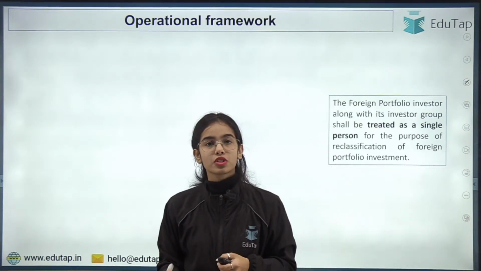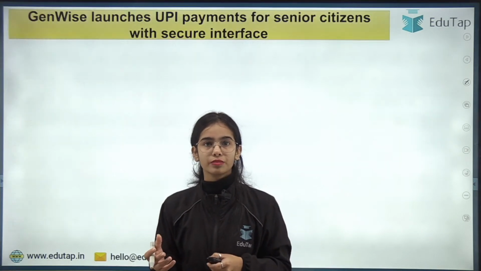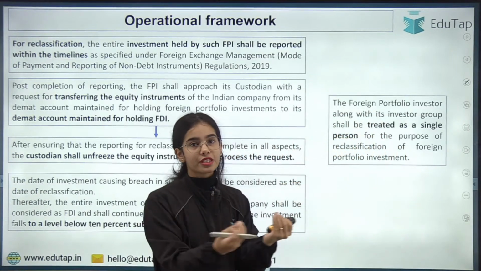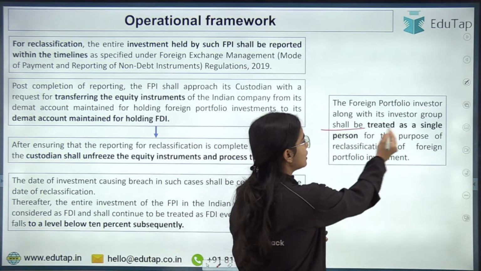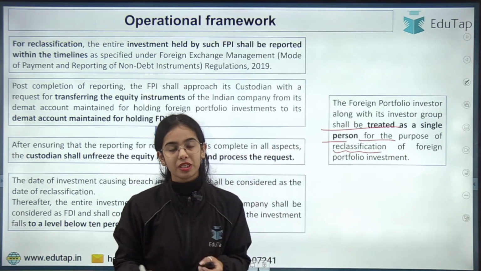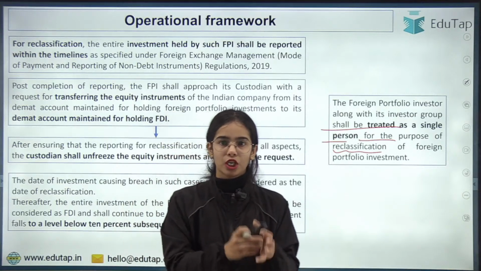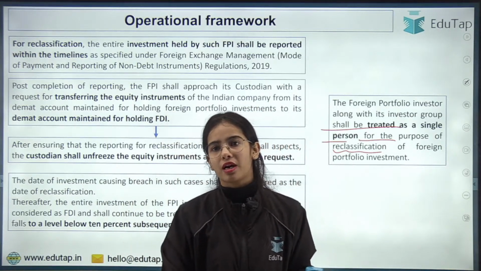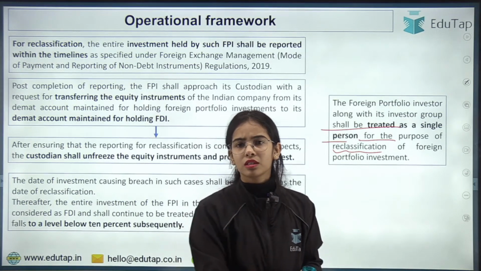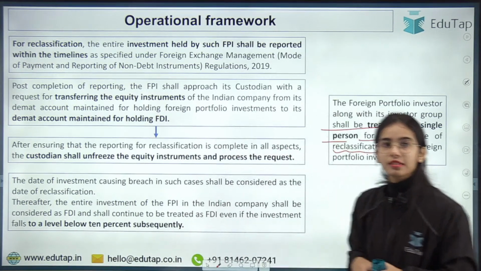Any confusion? So this is the end now: the foreign portfolio investor along with its investor group shall be treated as a single person for the purpose of reclassification of foreign portfolio investment to foreign direct investment. So this is it. Any confusion anyone has?